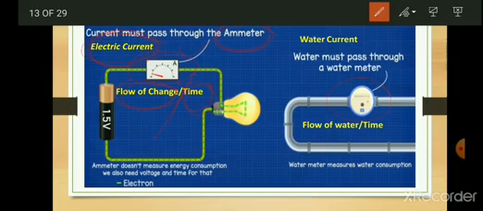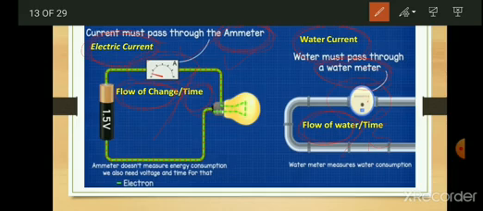Similarly, if you see the water meter, how much water is flowing through the pipe per second or per unit time, that is the water current, students. That water current is measured by the water meter. Simple it is. The ammeter's work and the water meter's work are both similar. The ammeter will measure the flow of charges.